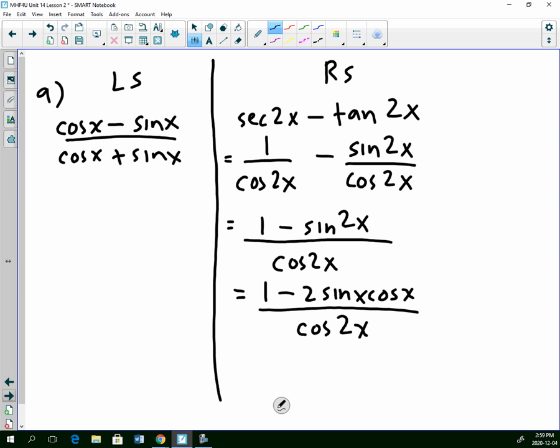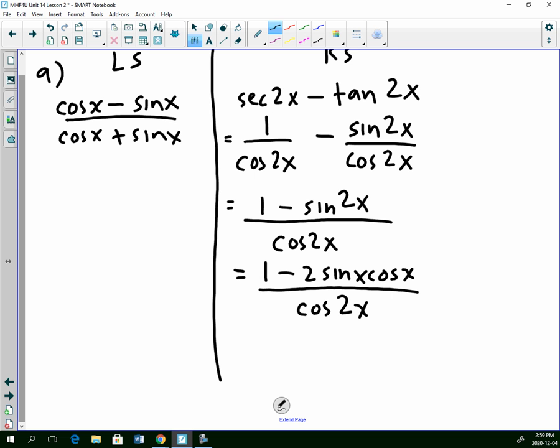Okay, so now I have to decide what to do. So I'm going to compare. The left side has a denominator of cos x plus sine x, and the right side is cos 2x. So when I change cos 2x, the version that makes the most sense is the version that has cosine and sine in it, because the left side in the denominator has cosine and sine in it.